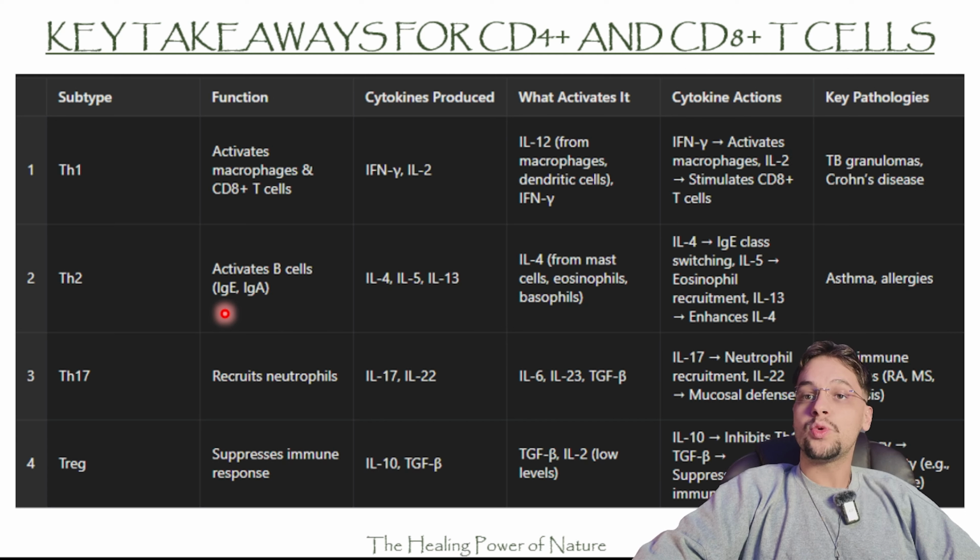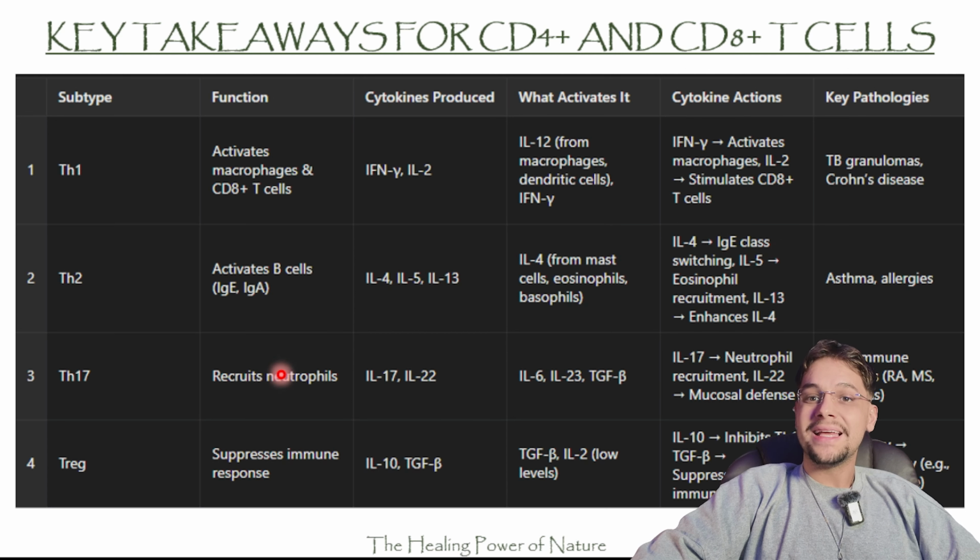Whereas with Th2 cells, remember, this activates B cells for class switching to IgE and IgA. This is specifically important for mucosal immunity and also for allergies. Cytokines that are produced are IL-4, IL-5, and IL-13. IL-4 helps with IgE class switching, IL-5 helps with eosinophil recruitment, and IL-13 helps more with IgE class switching. It's common in asthma and allergies.